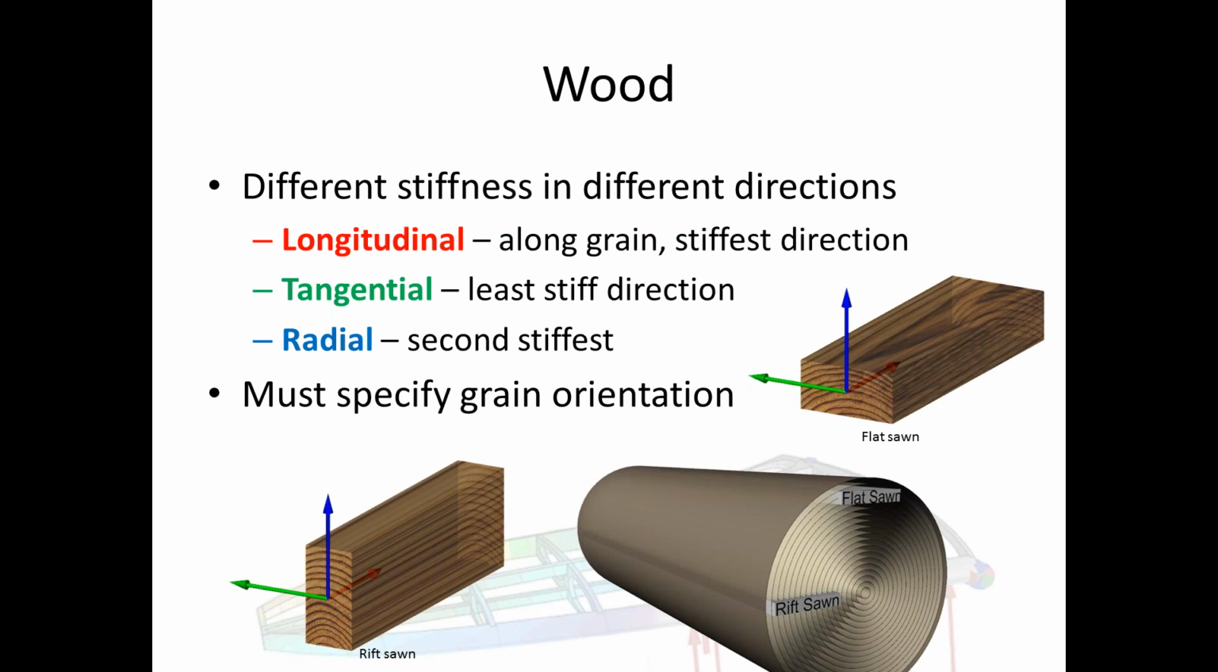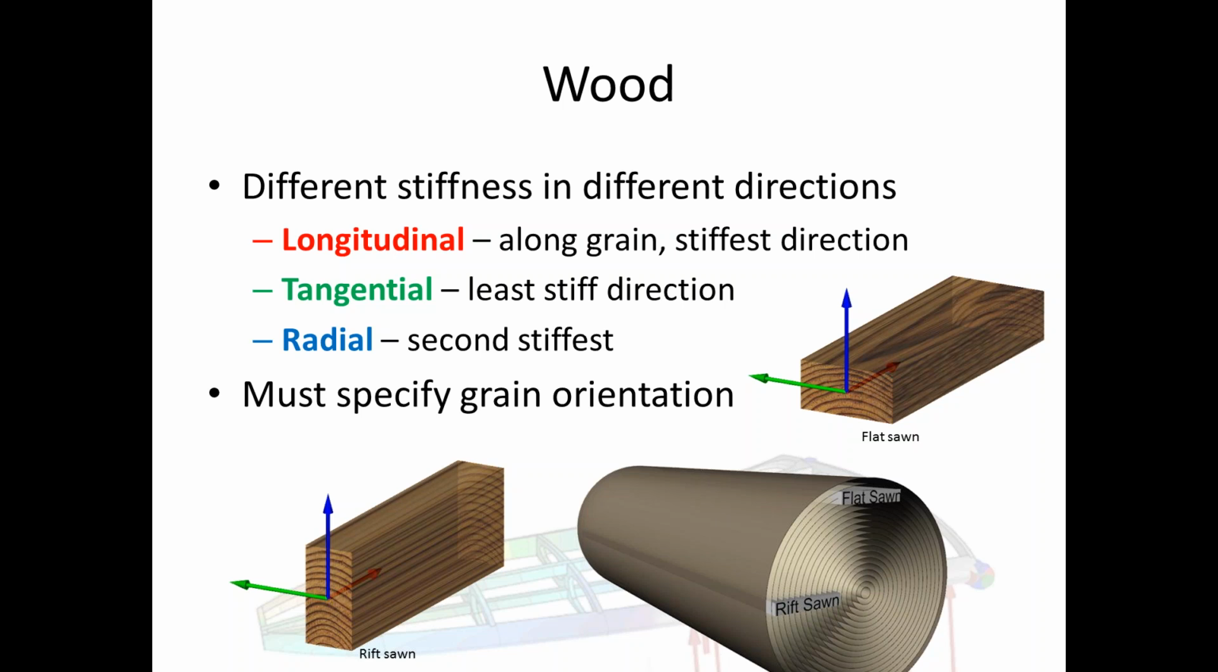These directions are defined by longitudinal, tangential, and radial. The longitudinal is along the grain, and that's the stiffest direction. Then there's a tangential direction, which is tangent to the growth rings. And then there's the radial direction, which is the direction from ring to ring to ring. For any simulation with wood, we need to specify the grain orientation.